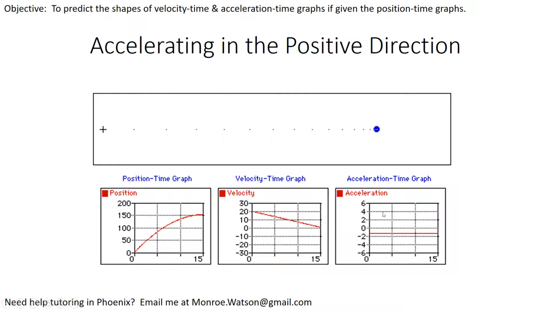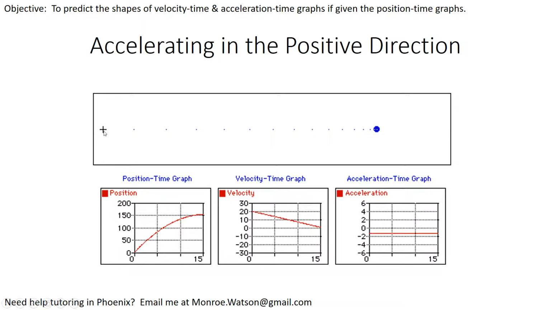Okay, so let's accelerate in the positive direction. But wait a minute. Accelerating in the positive direction, this thing is slowing down. That's true, because remember, acceleration is the change in velocity. It doesn't mean that we're slowing down or speeding up. All it really means is that we're changing the velocity. So you can accelerate in the positive direction. It's not that you're decelerating or slowing down. It's the change in velocity that tells you what's going on here. So remember, acceleration is the change in velocity over time.